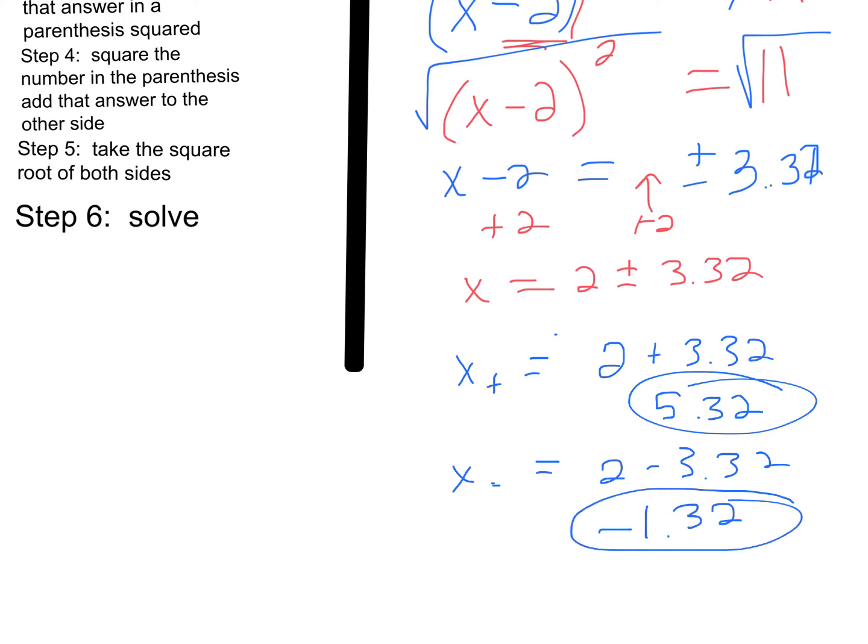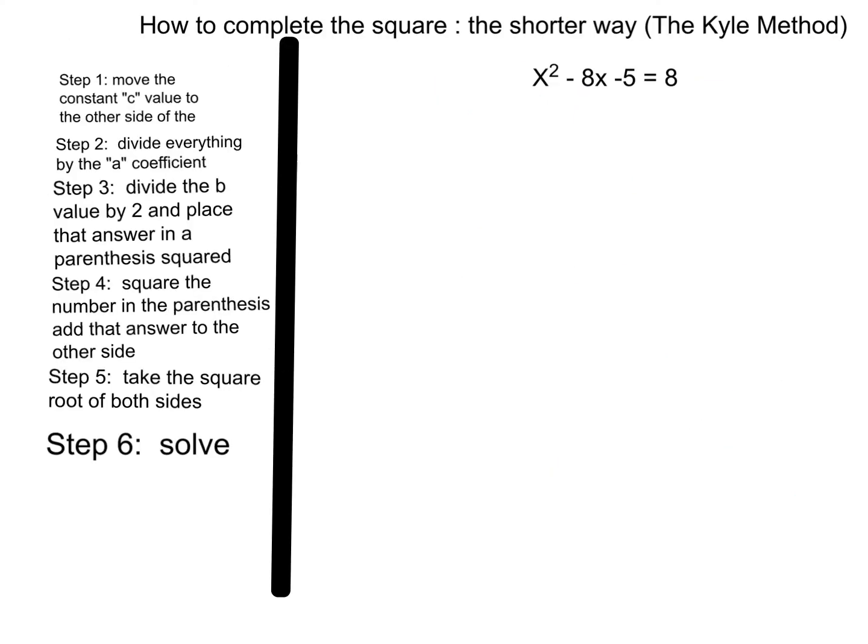And there it is. A little bit easier, I think. I liked it. So let's try another one. Alright, so again, I will work this one with you. So first things first, let's add the 5. We still have to move that away. So x squared minus 8x is equal to 13.